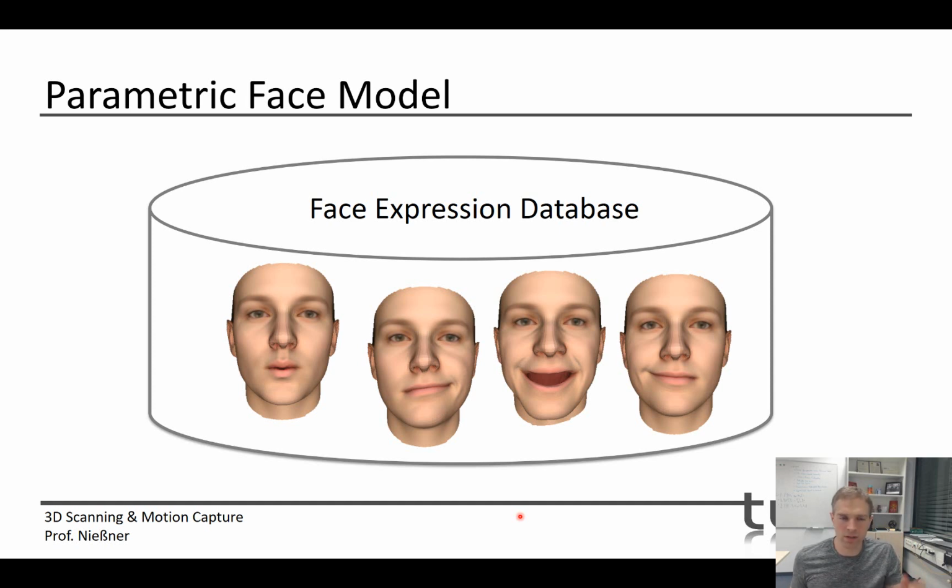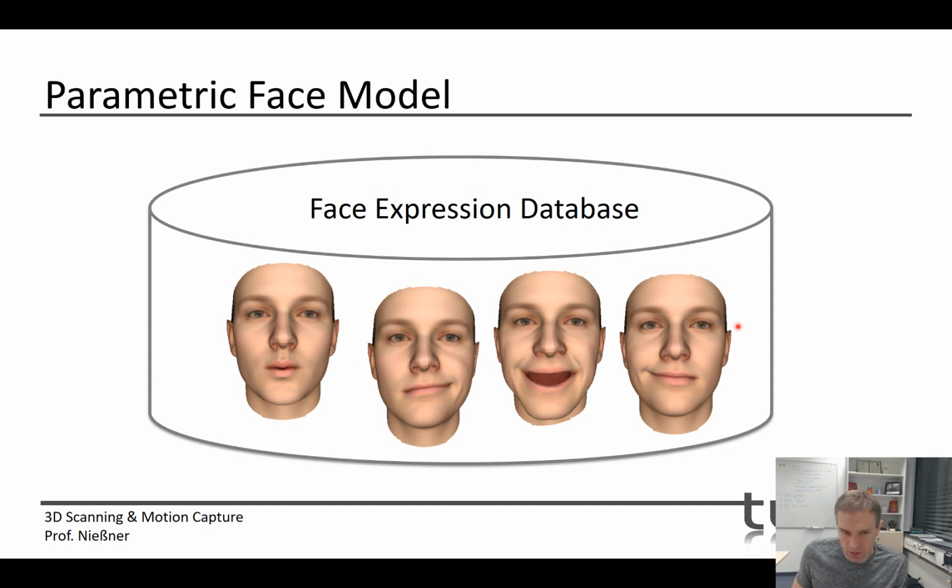Now what we're going to do is take a single person, and we're going to record this single person in different expressions. This is what our face expression database is going to give us. So now we have these different faces here. Well, it's always the same person, but we have different expressions of that very same person, right?